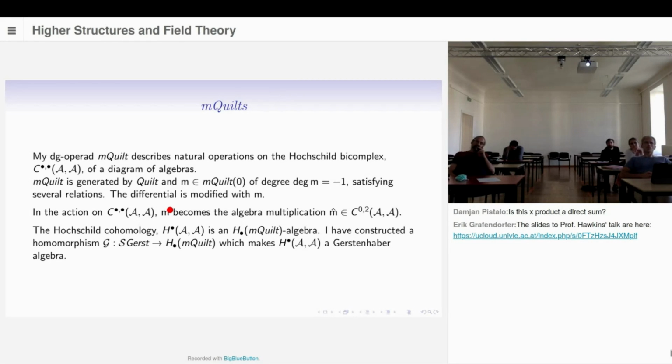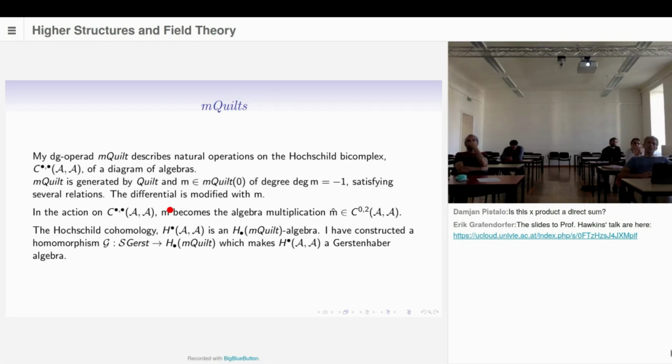An immediate consequence of that is the cohomology of that complex is the Hochschild cohomology, and that is an algebra over the homology of the operad. So Hochschild cohomology is a homology of M-Quilt algebra.